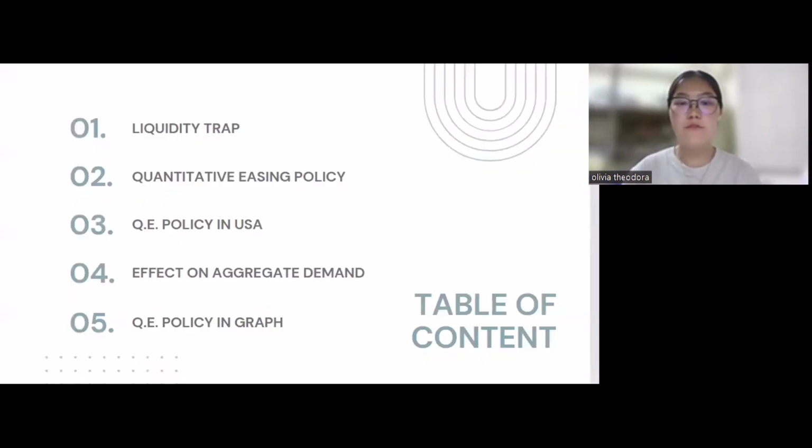And today I'll be covering 5 different problems or questions. The first one would be the liquidity trap. The second one would be about the quantitative easing policy itself. The third one would be the applications of quantitative easing policy in the USA. The fourth one would be the effect of the quantitative easing policy on aggregate demand. And the last one would be the quantitative easing policy in a graph.